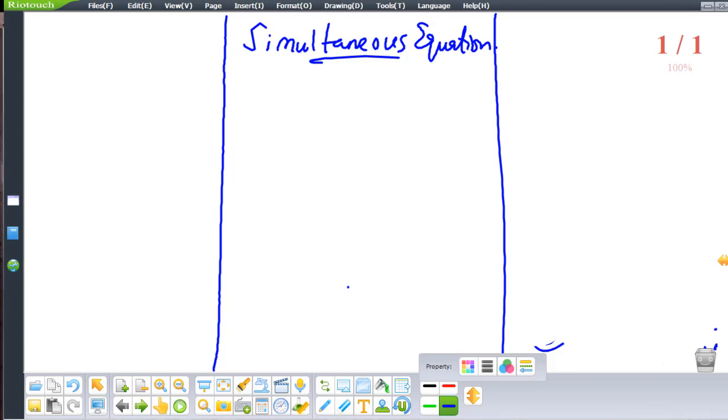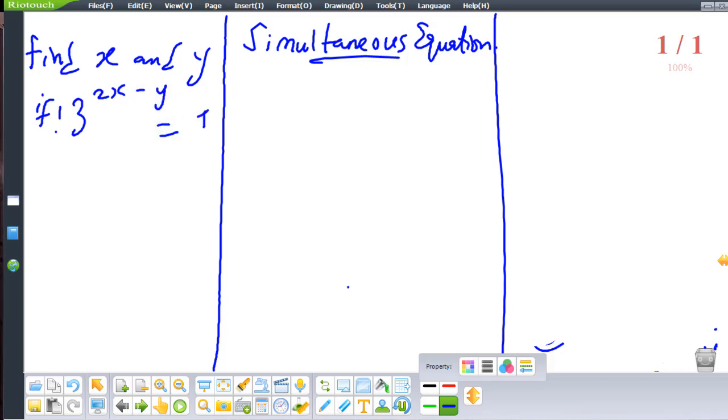So, the question says, find the value of x and y. Find x and y, if 3 raised to the power 2x minus y equals 1, and 16 raised to the power x all over 4 equals 8 raised to the power 3x minus y. It tends to be a bit difficult.